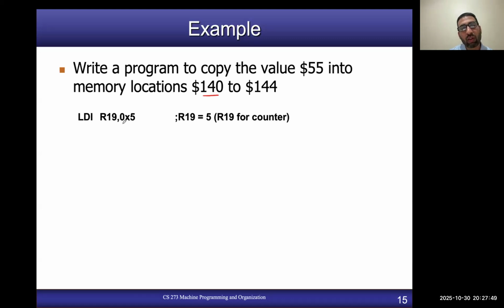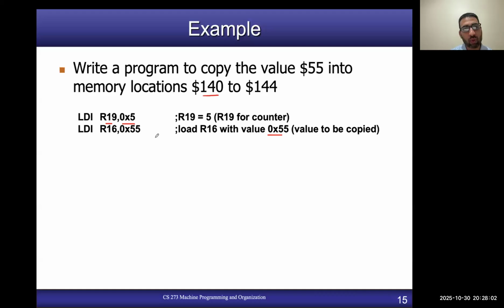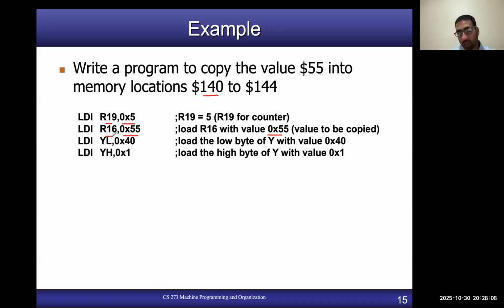So we are putting the value of 5 as a loop counter in register R19. And then we are loading into R16 the value which we want to write in those five memory locations, which is 0x55. So we are simply saying load 55 into register R16. And then, let's stop here because I don't want to rush over the example.